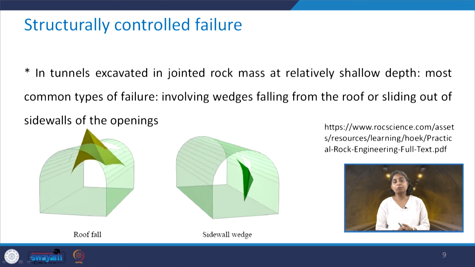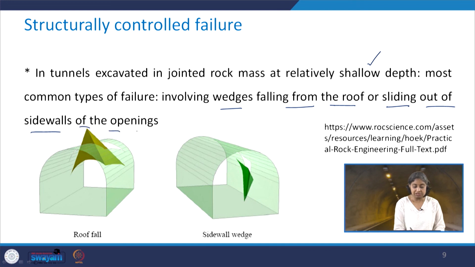Now, coming to some of the structurally controlled failures. First we will discuss the roof failure, and then maybe we will go to the side wall failure. Basically these two are the structurally controlled failures as shown in this figure. When tunnels are excavated in a jointed rock mass at relatively shallow depths, the most common type of failure involves wedges falling either from the roof or sliding out of the side walls of the opening.